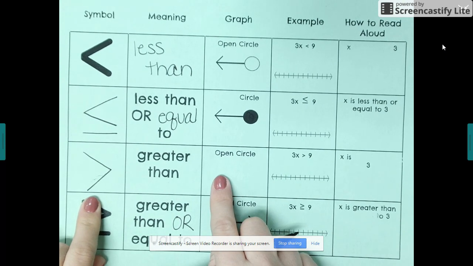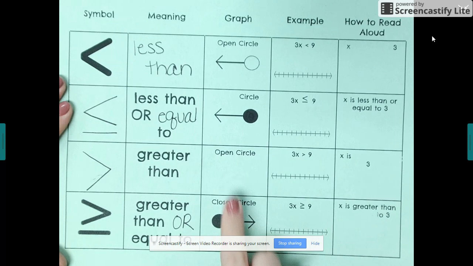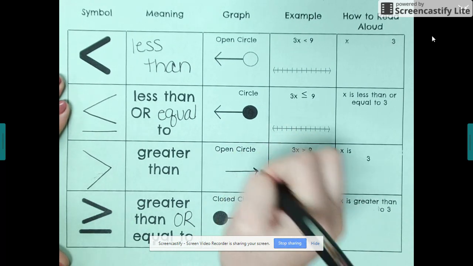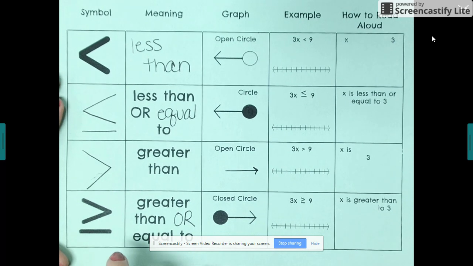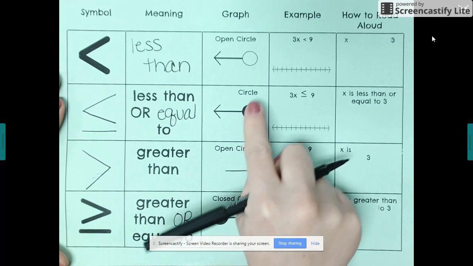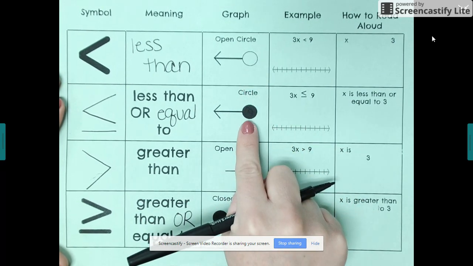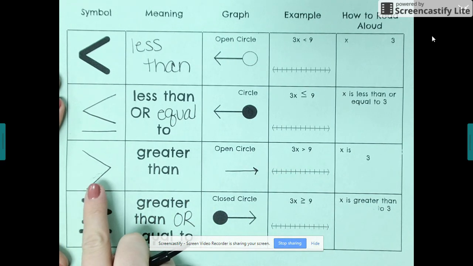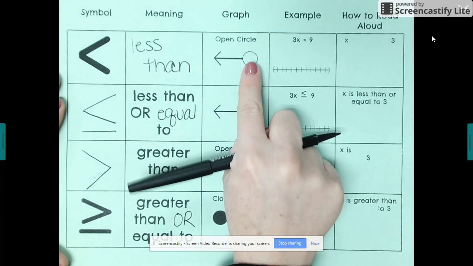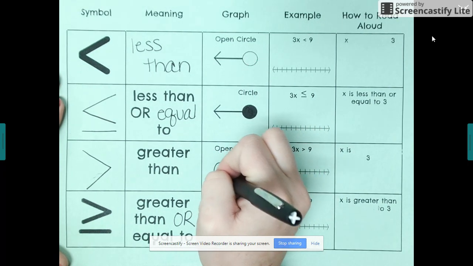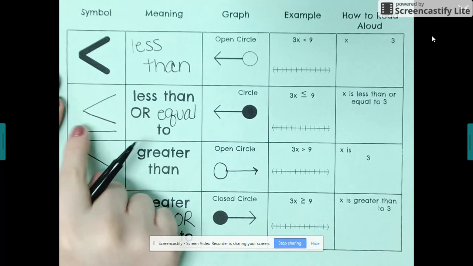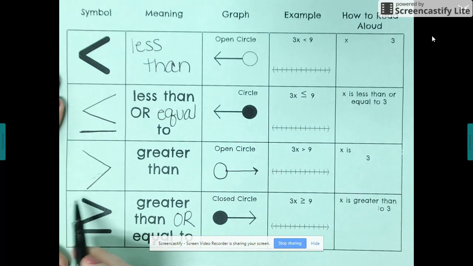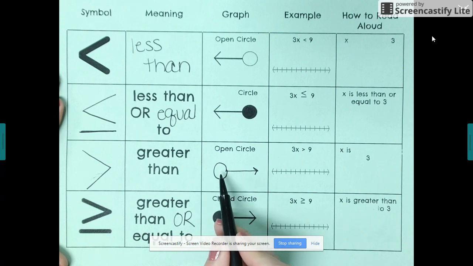Therefore, this one we know is going to be pointed towards this way. And is it going to have an open or a closed circle? Does it have a line underneath? No. Therefore, it's going to be an open circle. Okay, so line underneath, closed. No line underneath, open.